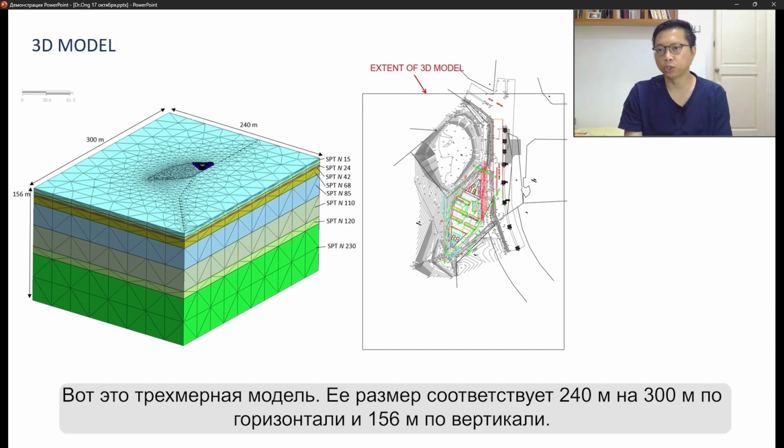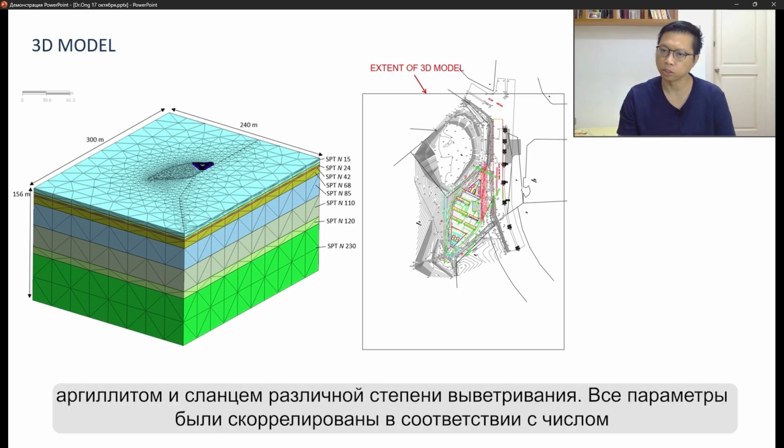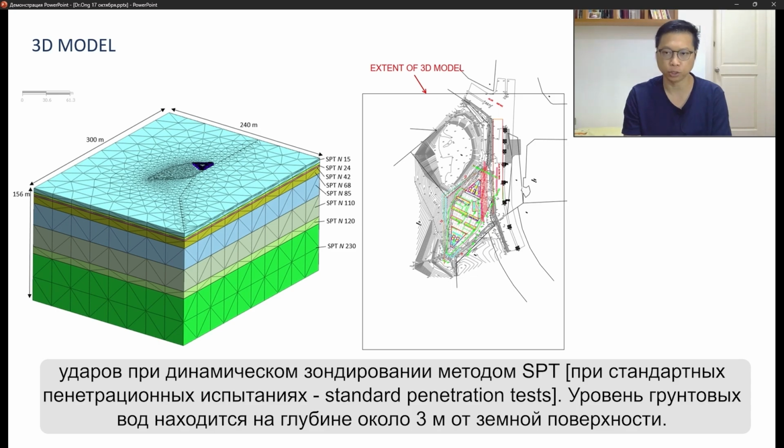This is the three-dimensional model. The size of the model is 240 meters by 300 meters by 156 meters in depth. The development is located within the Kenny Hill Formation, or simply a mixture of sandstone, mudstone, and shale with different weathering grades. All parameters were correlated to the standard penetration SPT number. The groundwater table is about 3 meters below ground.